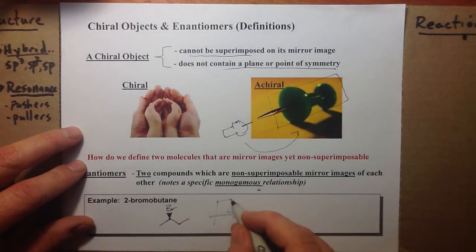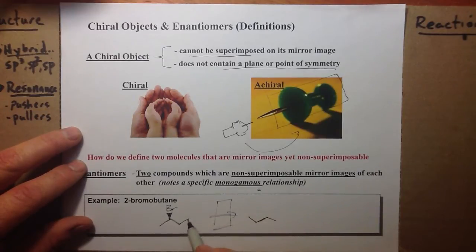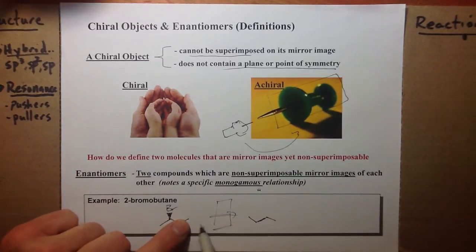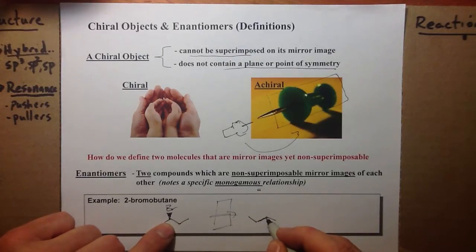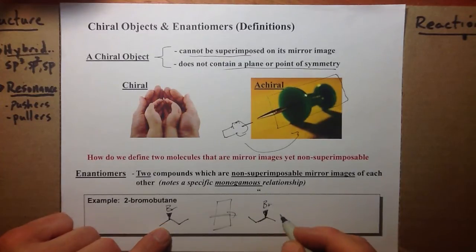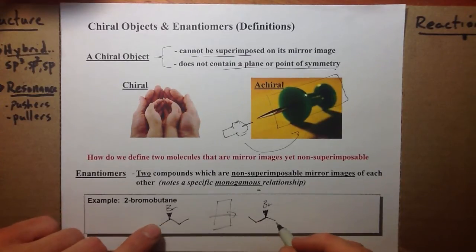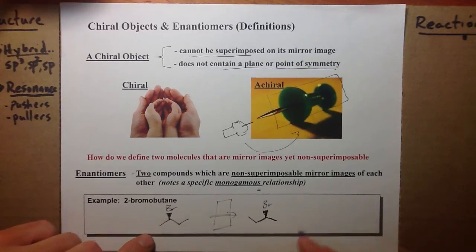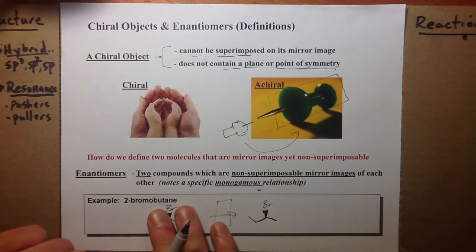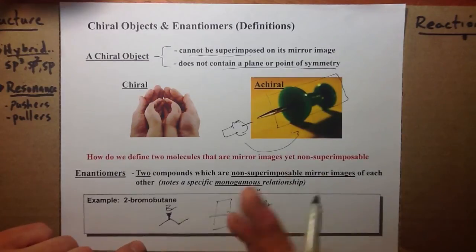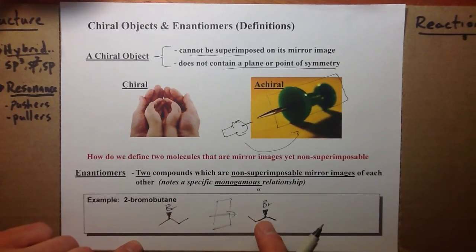But we could draw the mirror image of this. What I'm doing is holding this up to a mirror, and I'm going to draw what's closest to the mirror first, then second, and then third. The bromine's still going to be coming out. And then, of course, last in the mirror image would be our carbon here. So this would be a mirror image. But if I tried to bring this back and superimpose it, I'd have to flip it over.